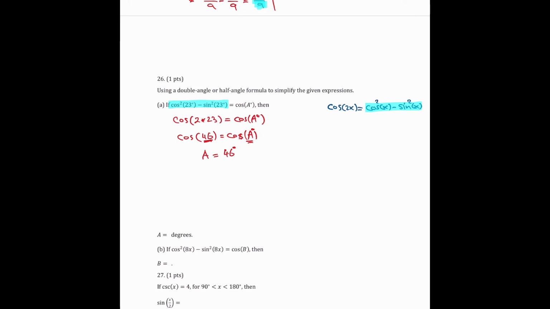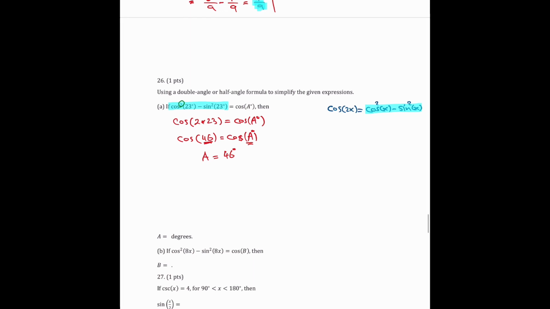Another way of finding the answer is to use the reduction formula. I noticed that here is a square and the answer doesn't have that, which means I must have been using the reduction formula. So the reduction formula says sine square x is equal to 1 minus cosine 2x over 2, and then cosine square x is equal to 1 plus cosine 2x over 2. If I use the reduction formula, I should end up with the same answer.